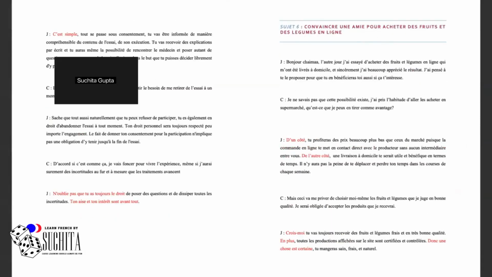Let's say if I take this topic, convaincre. You need to convince a friend for buying the fruits and the vegetables online. So just give it a read and you will come across certain connectors, certain things like d'un côté, de l'autre côté, crois-moi. Une chose est certaine, one thing is sure. Don't forget that you always have the right to pose the questions. Your ease and your interest, that is before everything else. So just give the dialogue a read. I can just give you an example.